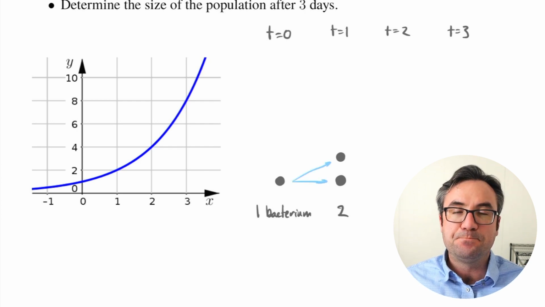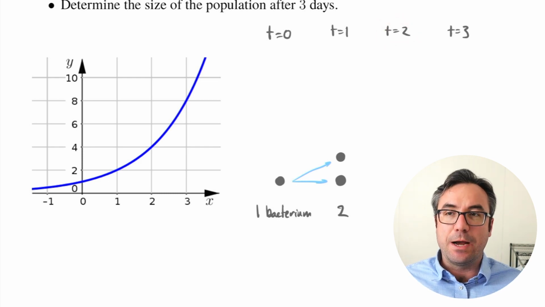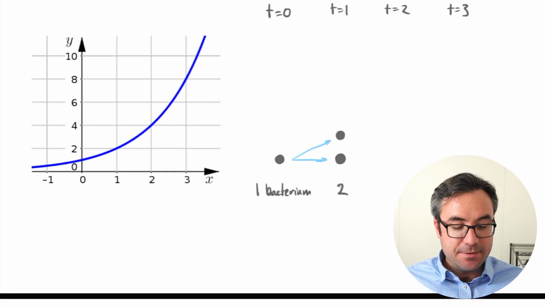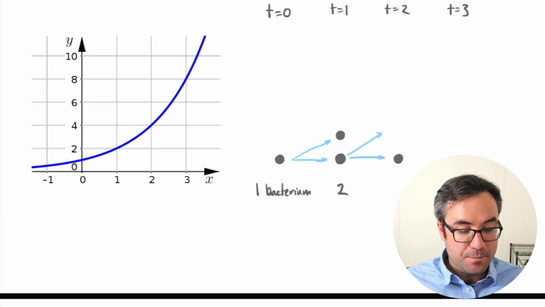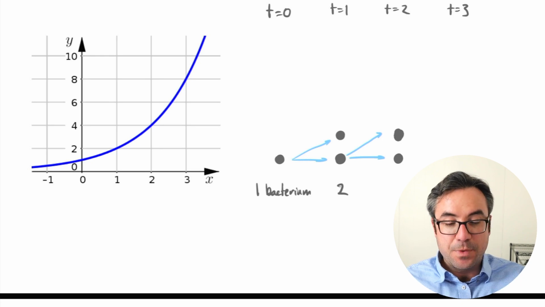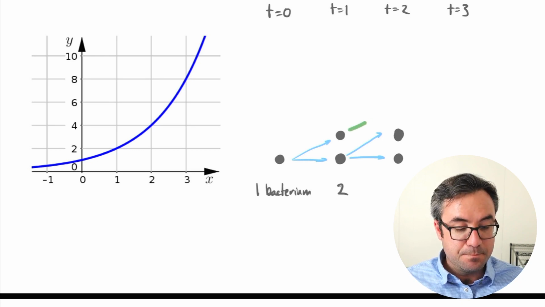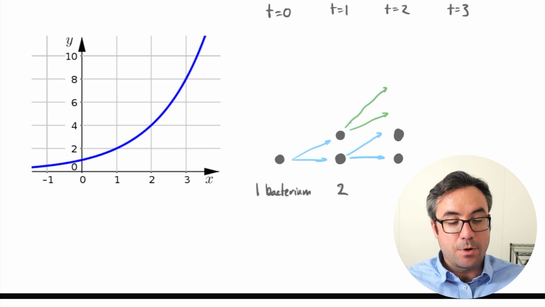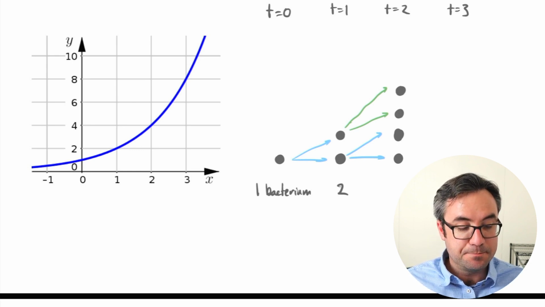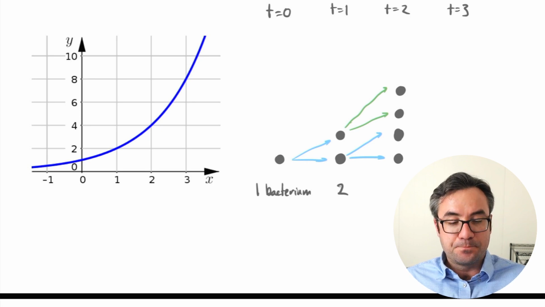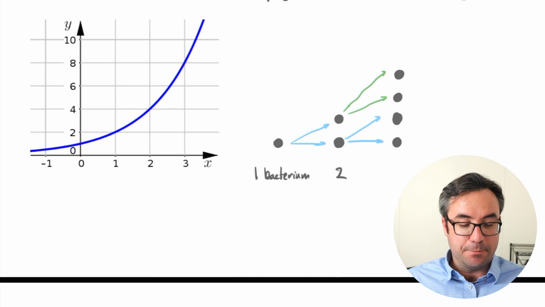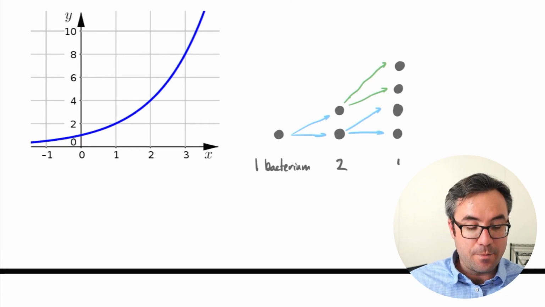All right. Well, then another day goes by, and we're looking at day 2 now. So what happens here is that each of these bacteria that we had before is going to split. So the one bacteria is going to split into 2. So we're going to end up with 2 bacteria from that one. And then our other one's going to split, and we're going to end up with 2 more bacteria. All right, so far, each day our population is doubling. So on day 2, we're going to have 4 bacteria.